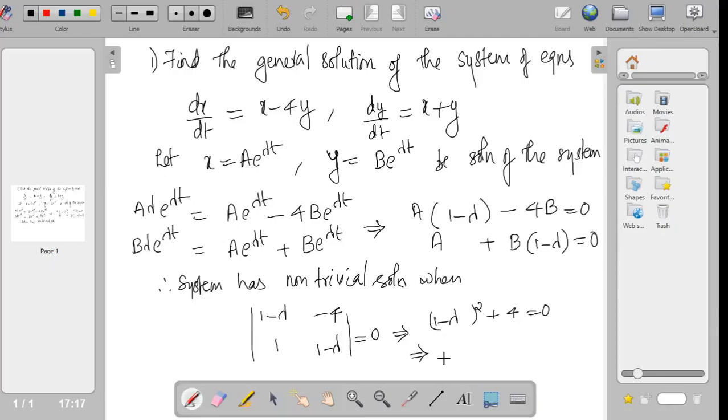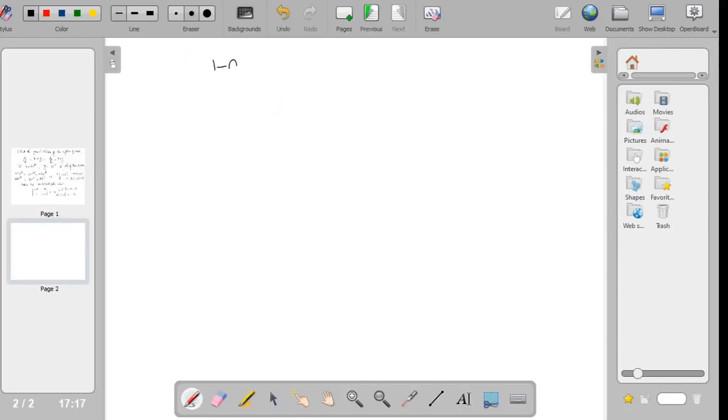So that will give (1 - λ)² = -4. So we are going to get 1 - λ = ±2i. So that will give λ = 1 ± 2i. So those are the roots of the equation. So we have got the roots λ = 1 ± 2i.